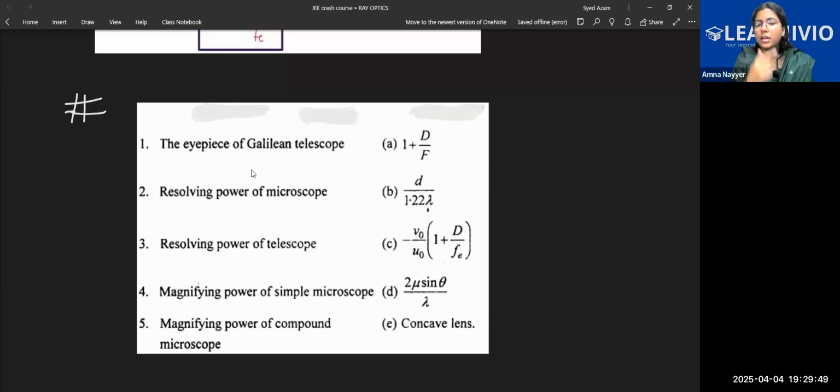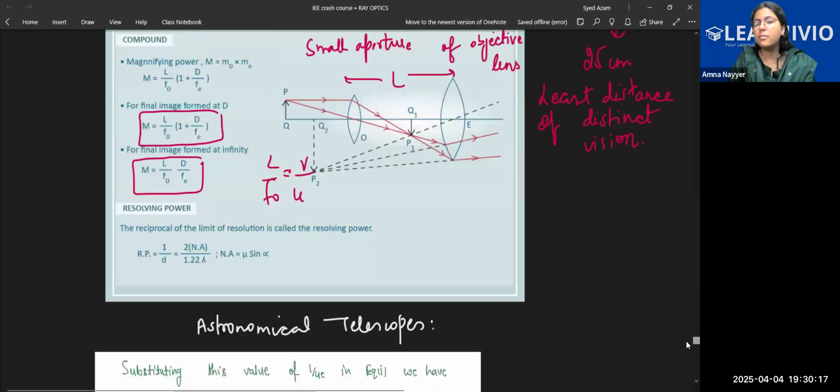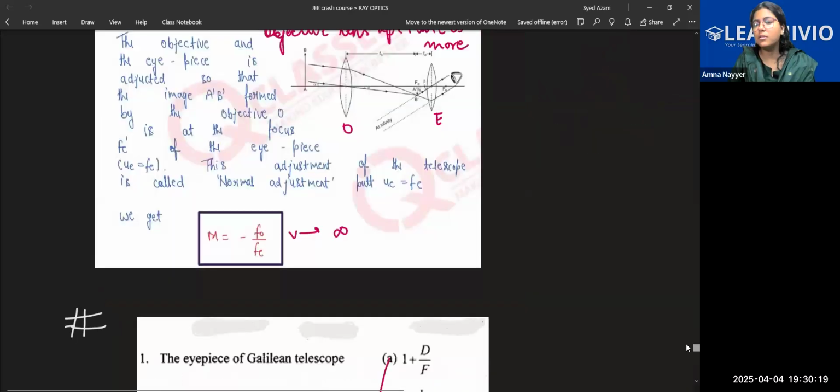Okay. When we're talking about the magnifying power of simple microscope, magnifying power of compound microscope, these are the normal formulas of M. See, for the fourth part, this is what we have done for the simple microscope. And this is what we have done for the compound microscope, right? So for the telescope, this is the formula which I was telling you here. This is the same formula for the resolving power of the microscope. So this is the exact same formula here.